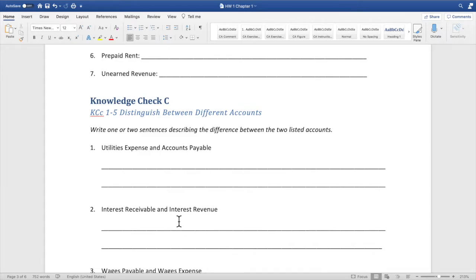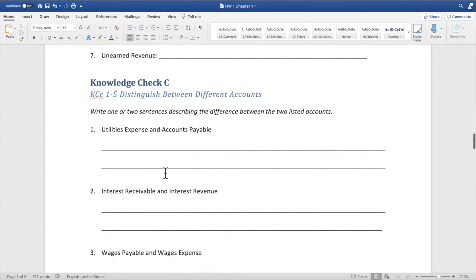So I'm going to give you an example here. Utilities expense and accounts payable. Utilities expense is an expense account. It's a part of net income, which is part of owner's equity. Accounts payable is a liability account, and that's part of the balance sheet.